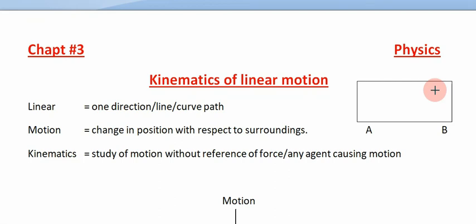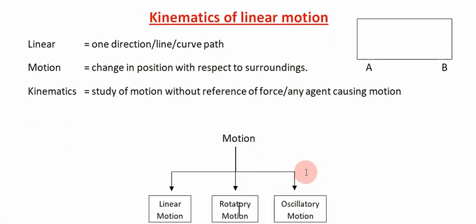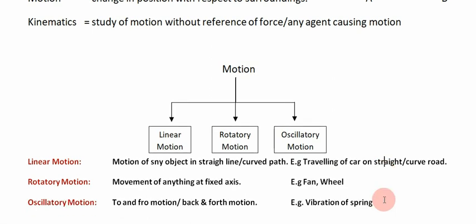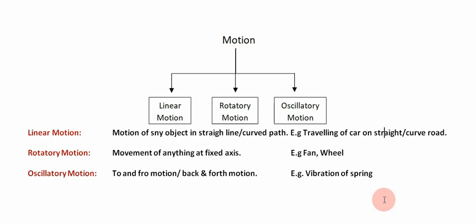Now, proceeding further, we will study motion, because that is the main, first and basic topic of this lesson. There are three main types of motion. First one is linear, second one is rotatory, and third one is oscillatory motion. Now what is linear motion, what is rotatory motion, and what is oscillatory motion? We will define them and differentiate them.